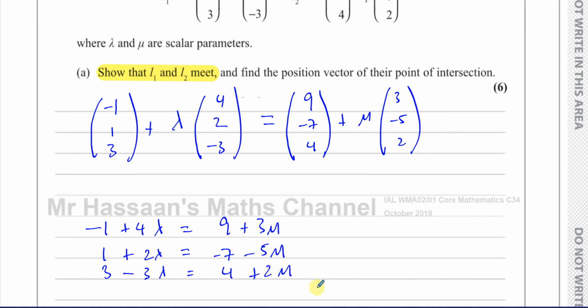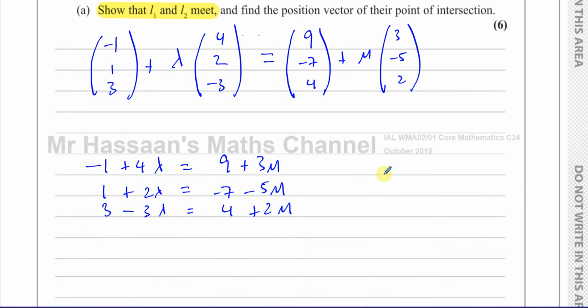So these three equations have got two unknowns in them. So what we're going to do is choose one pair of these equations and solve them simultaneously, and we'll have a value of lambda and mu. If that value of lambda and mu satisfies the third equation, then we have shown that they intersect. Okay, so we're going to look at the numbers that we have here. We got 3, 5, 2, 4, 2. I think it's easy to use these two, 1 and 2.